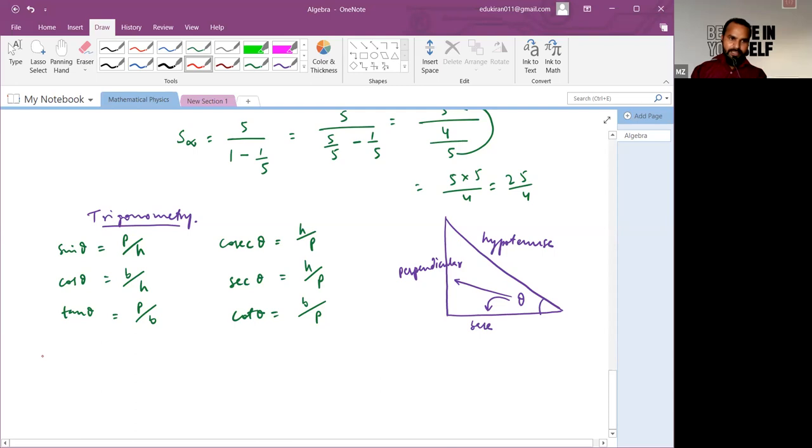There are different formulas, such as tan theta is equal to sin theta divided by cos theta, or cot theta is equal to cos theta divided by sin theta.